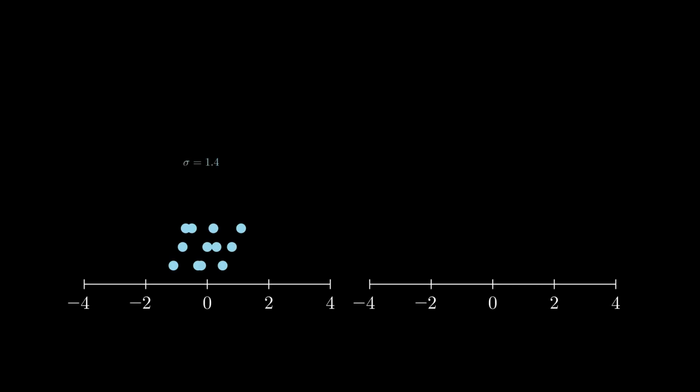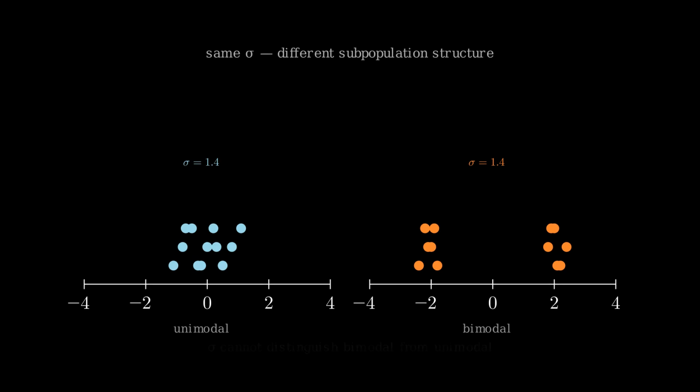Standard deviation improves the interpretability of variance by restoring the original biological unit, but it inherits all of variance's structural limitations. It cannot distinguish a unimodal population from a bimodal one with the same spread. Two distinct physiological subpopulations can be hidden behind a single standard deviation value.